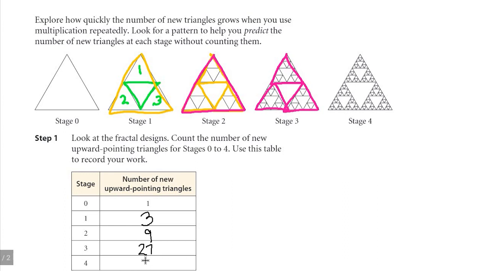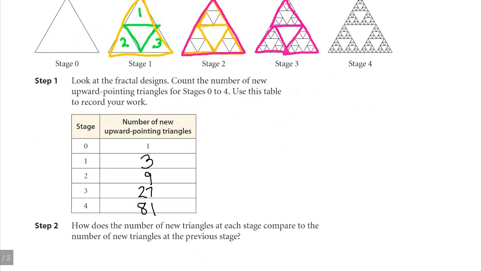What's 27 times 3? 27 times 3 is 81. And if you wanted to, you can pause the video and count up the triangles in stage 4, and you will find that there are, in fact, 81 triangles. So let's look at this question in step 2. How does the number of new triangles at each stage compare to the number of new triangles at the previous stage? Well, like I said, we're multiplying by 3 each time.